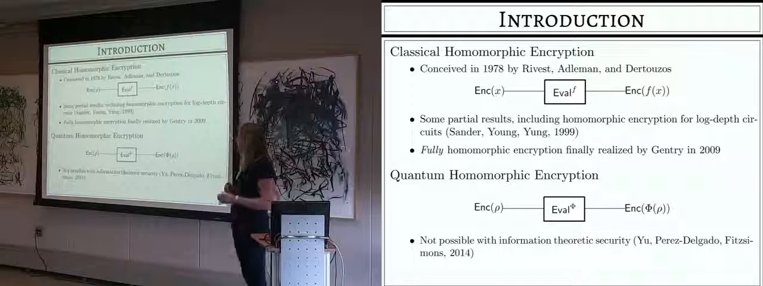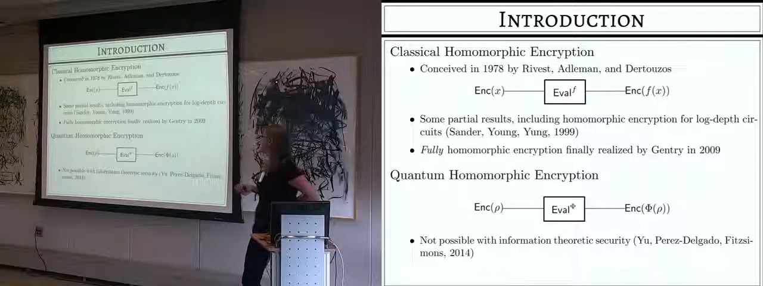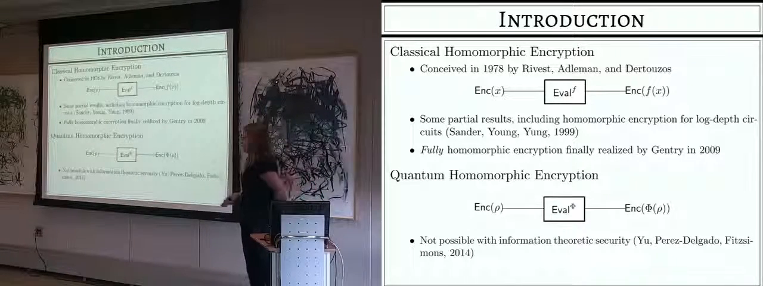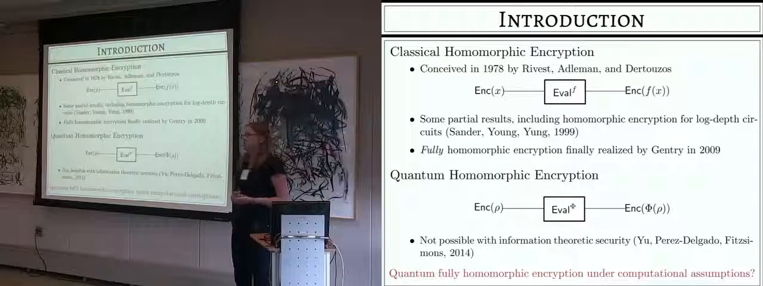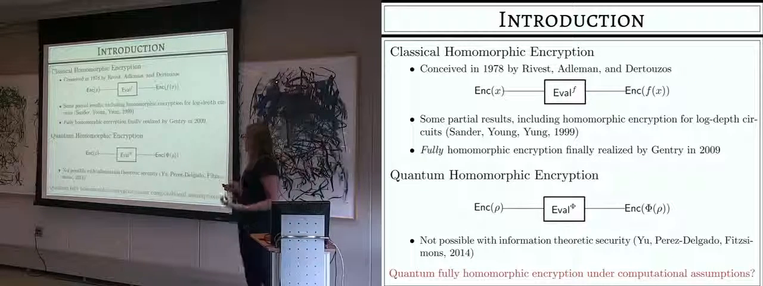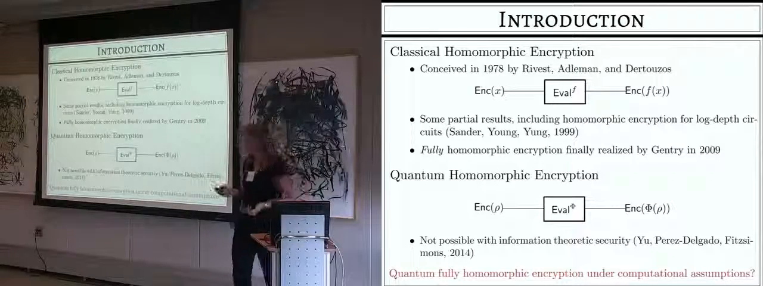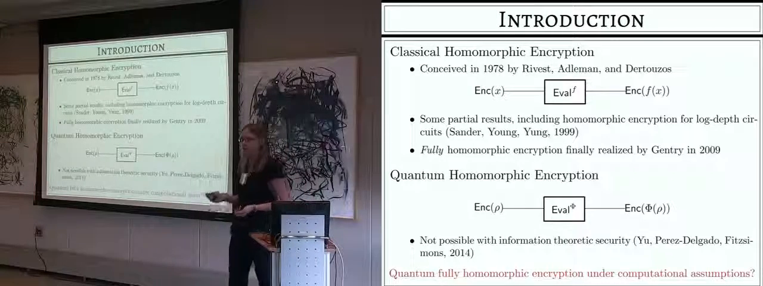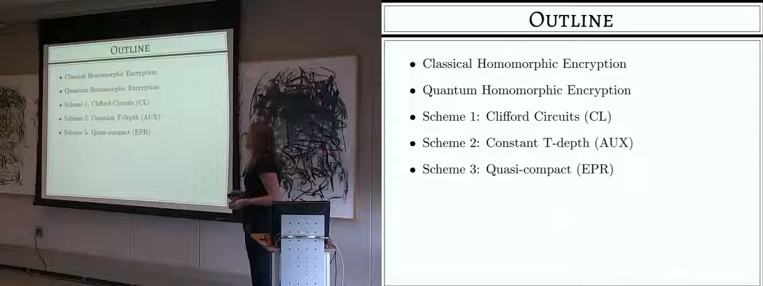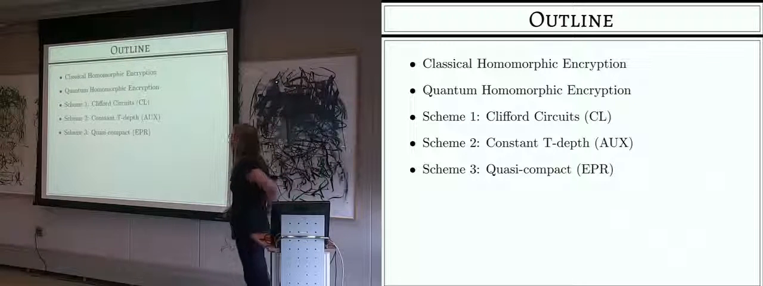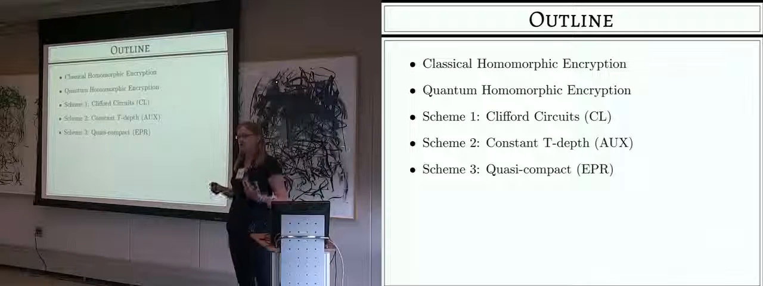Okay, so we know from this 2014 result that it's not possible to do this with information theoretic security. So we want to ask, what could we do with computational assumptions? And so in this talk, I'll give some partial results towards full quantum homomorphic encryption under computational assumptions. So to begin, I will introduce more formally classical homomorphic encryption, and then also talk about the quantum version, quantum homomorphic encryption. And then I'll introduce our three schemes.